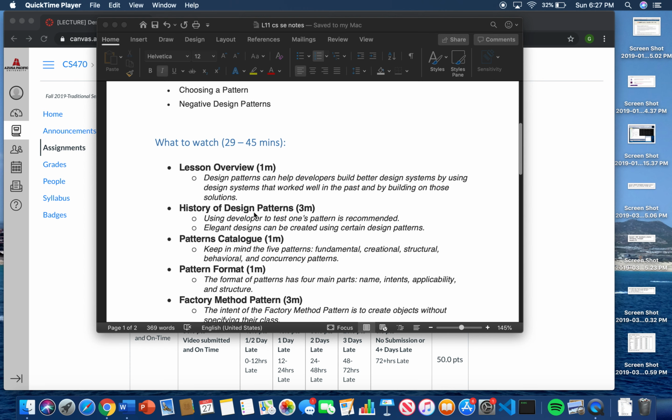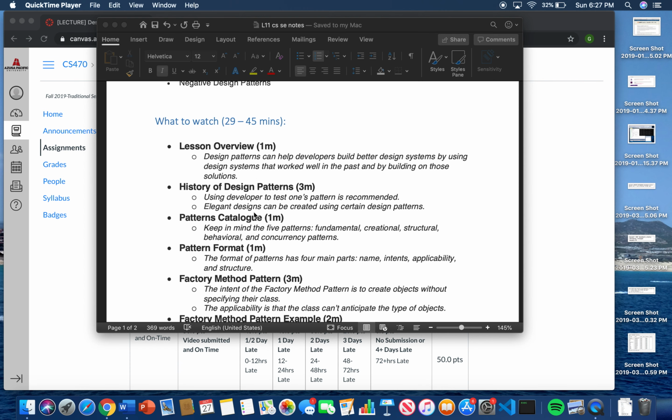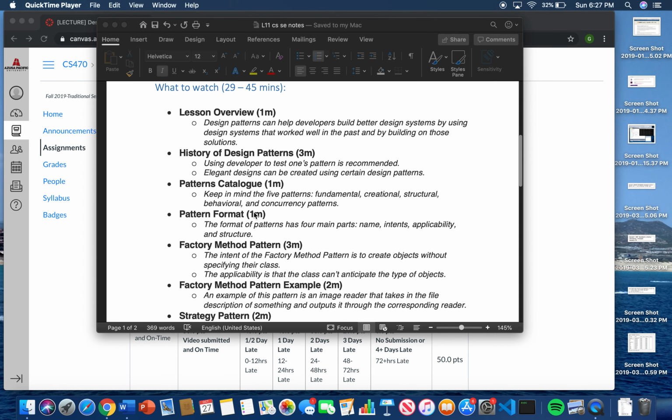The patterns catalog is a catalog that shows different types of patterns, and the main five are fundamental, creational, structural, behavioral, and concurrency patterns. The typical format has four main parts: the name, the intent, the applicability, and the structure.